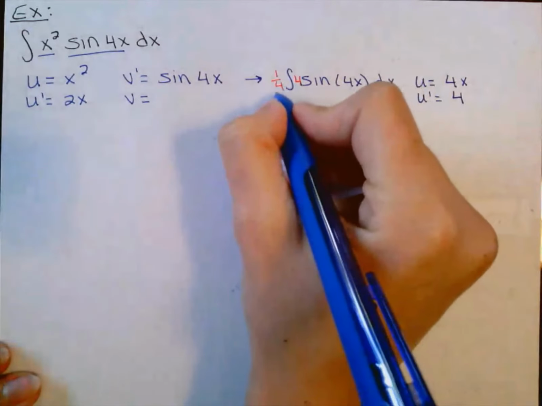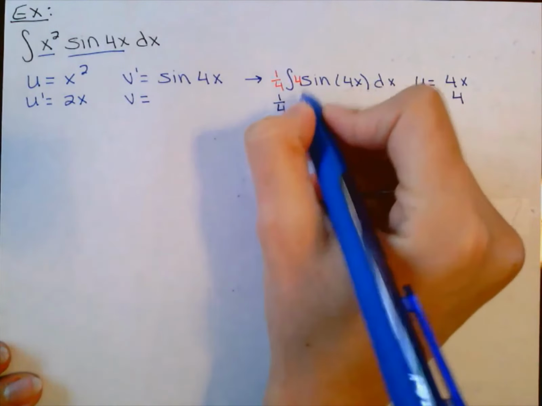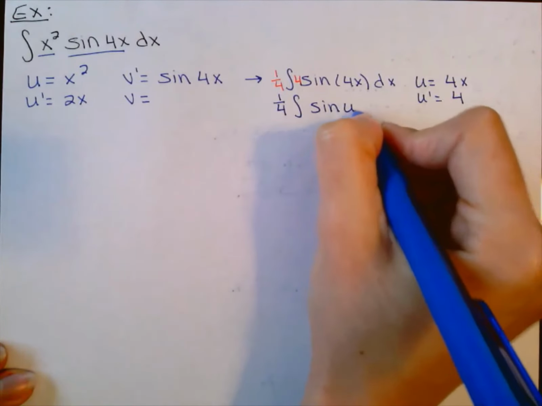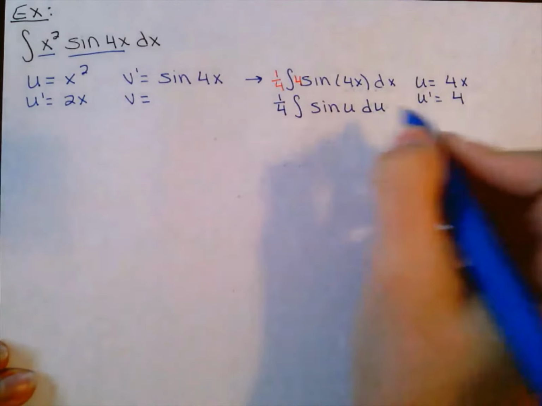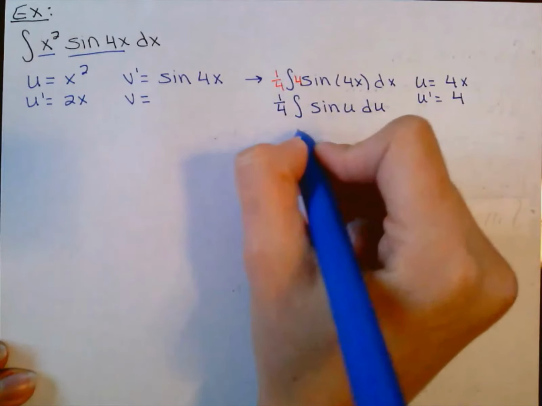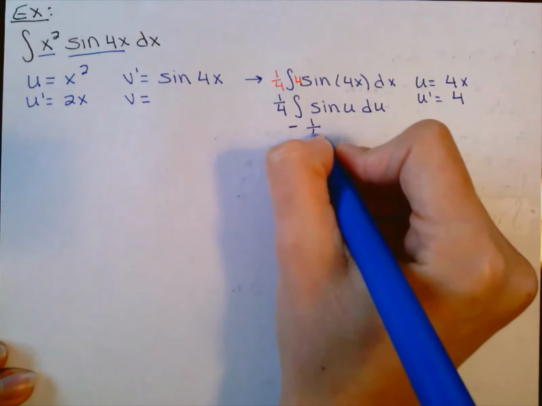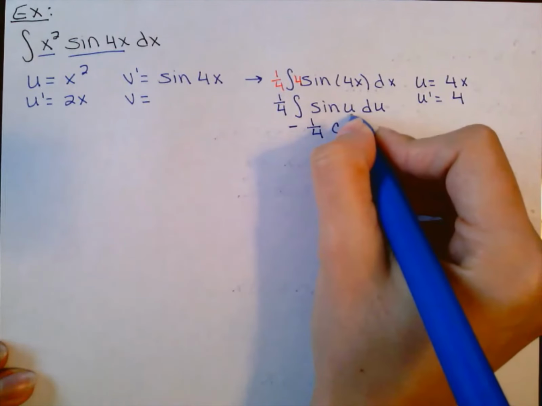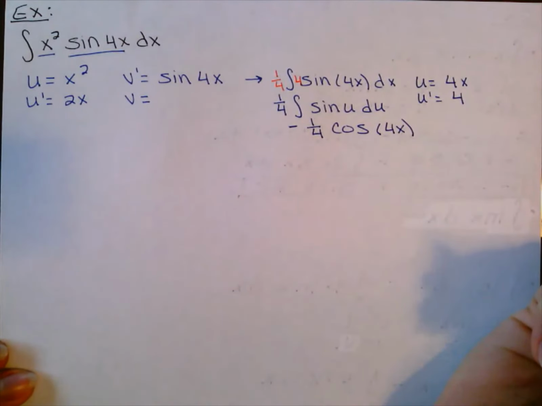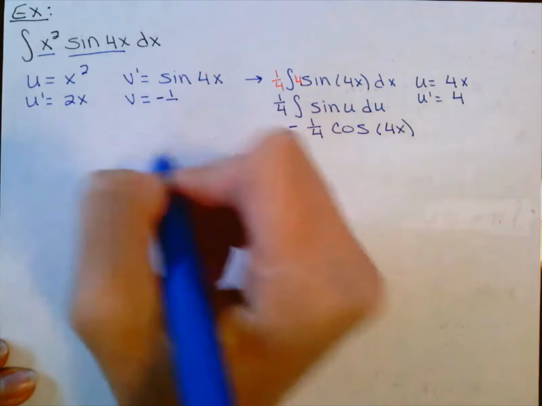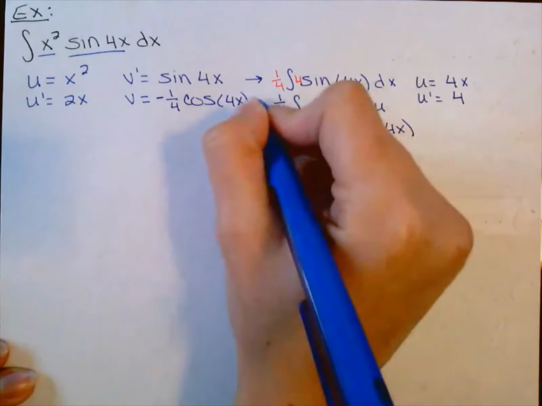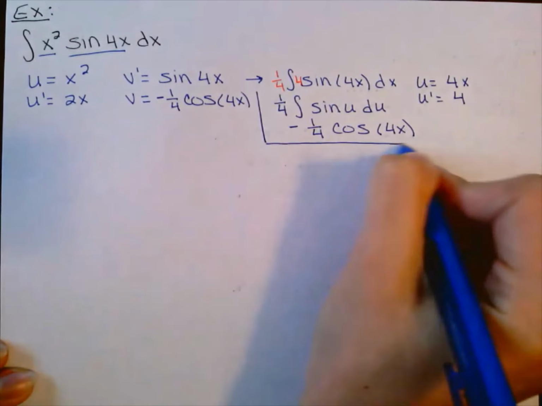So my antiderivative would be 1 over 4 integral of sine of u, okay? And this gives me, antiderivative of sine is a negative cosine, so I'm going to bring the negative to the front. And if it's of u and I need to put my u back in, maybe you can get a little faster at these, okay? So this is a negative 1 over 4 cosine of 4x, okay? Be careful with that.